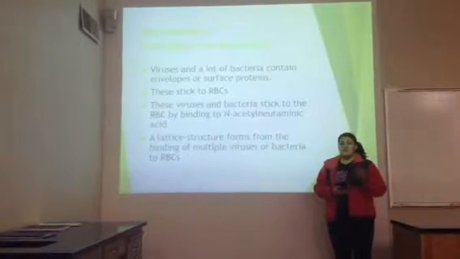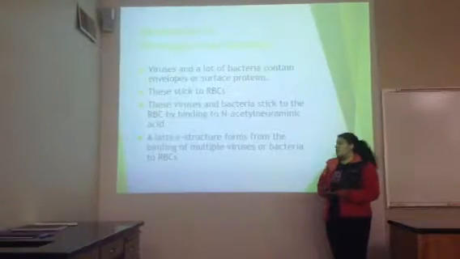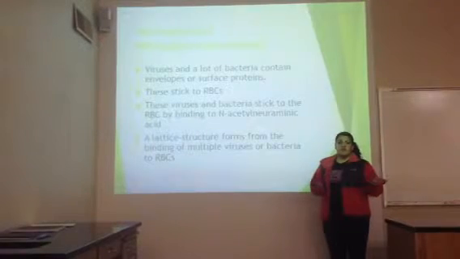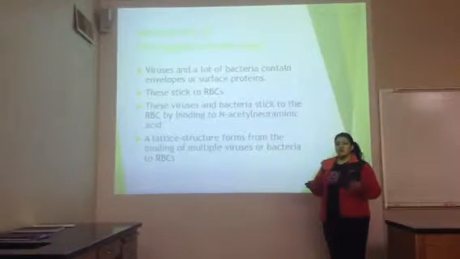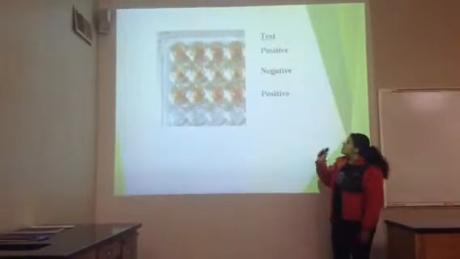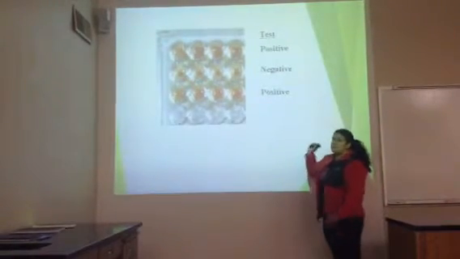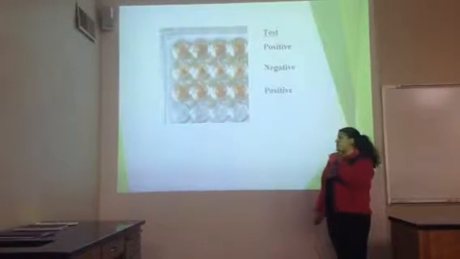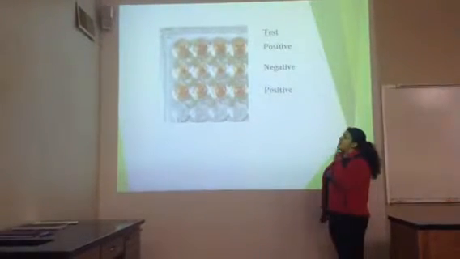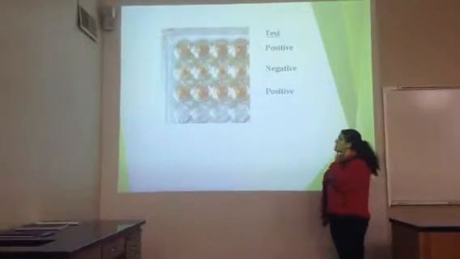And when this is run, a lattice structure forms from the binding of multiple viruses or bacteria to the red blood cells. And you can see this here, where there's positive, negative, positive. When you see the dark ones, those are positive, and you can tell there's a presence of viruses or bacteria. If it's light like that, there's no presence.